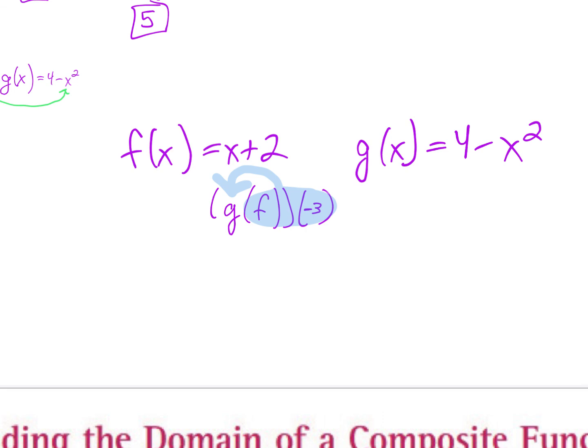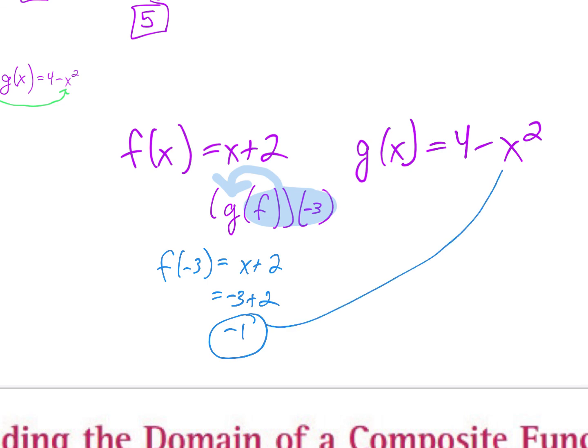These ones are a little easier than the other ones because you're just taking one function. So I'm going to find out first what f of -3 is. So -3 plus 2 gives me -1. Now I'm going to take that and plug it in right there. So 4 minus -1 squared. 4 minus, what's -1 squared? 1. So my answer would be 3.